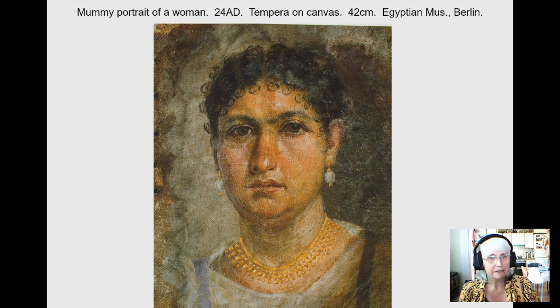And finally, I'd like to talk about the mummy portraits. We're a lot later now. We're 24 AD, so we're past the year dot, and the Greeks invaded Egypt, and Egypt became a Greek colony. And then the Romans did the same. They invaded Greece and Egypt became a Roman colony. And by that time, things have changed.